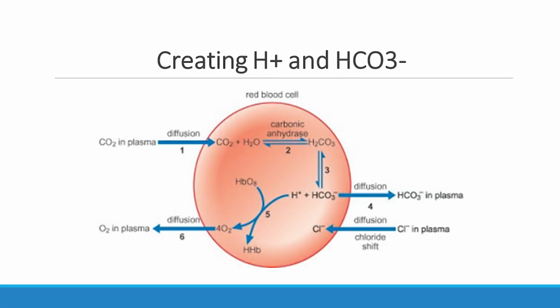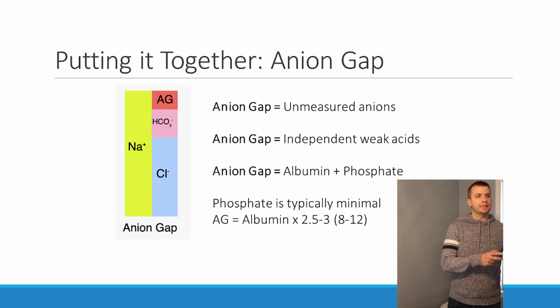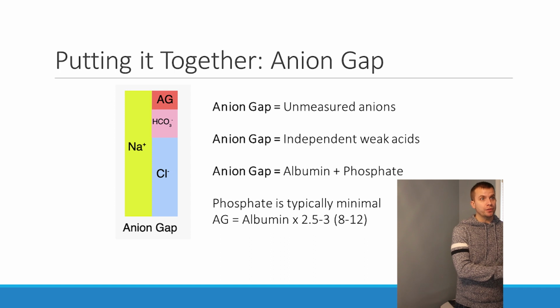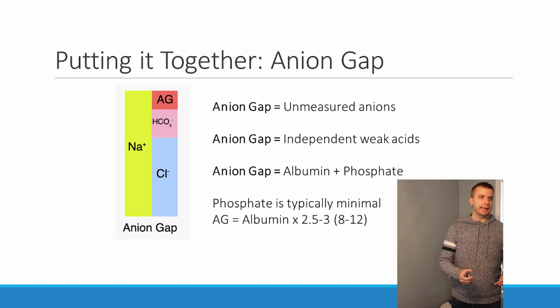This is called the Bohr's model, and it shows how the body can make more bicarb or reduce more bicarb as it needs. So now we're going to talk about putting this together, understanding the old bicarb-centered approach and how it goes with the Stewart method. Everyone knows about anion gap.